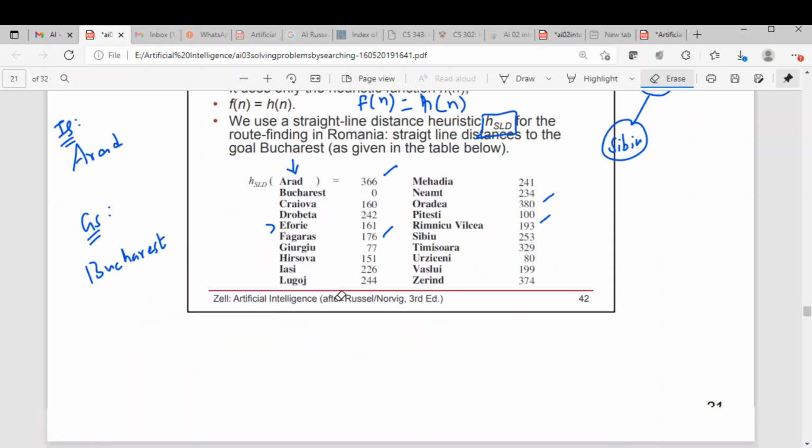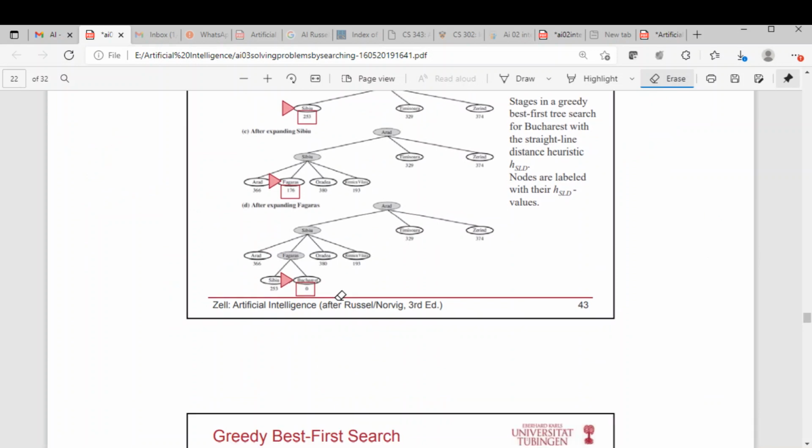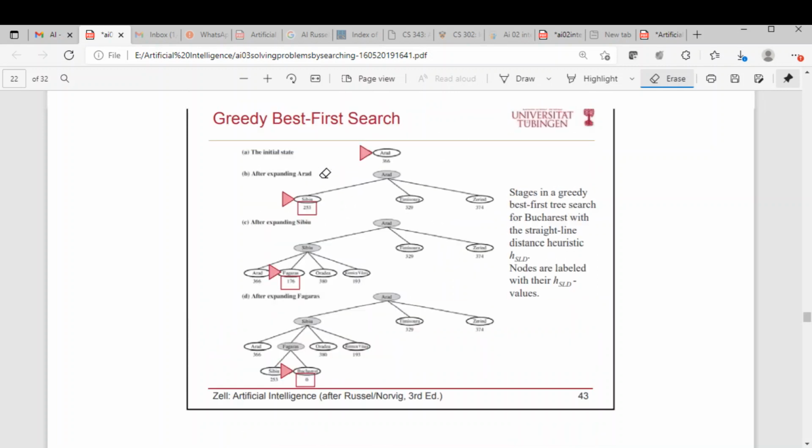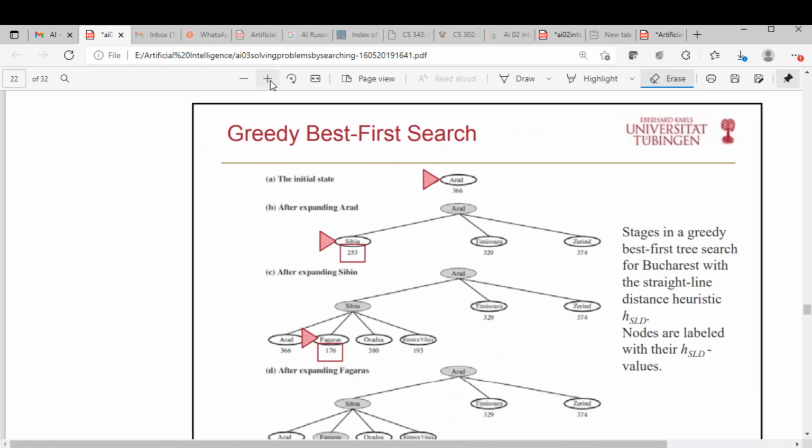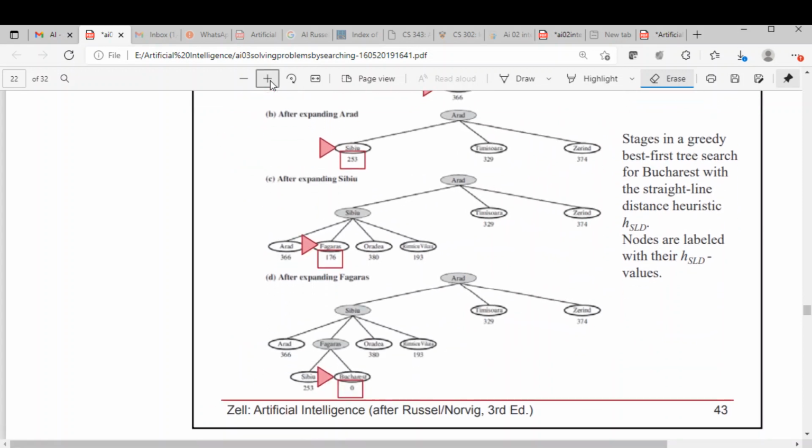It will go from CPU to Fagares. Currently it is in CPU. From CPU it has four alternatives, but it chooses Fagares because, as per the straight line distance, that is the heuristic function that we are using. The straight line distance heuristic says that from Fagares the destination can be reached at a cost of 176. So it went to Fagares.